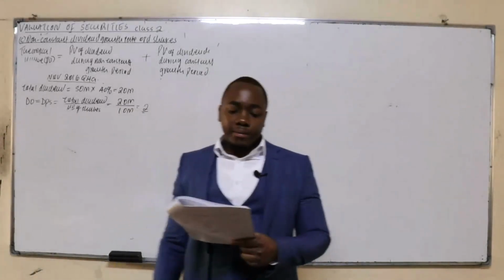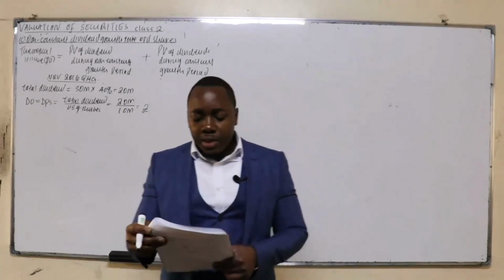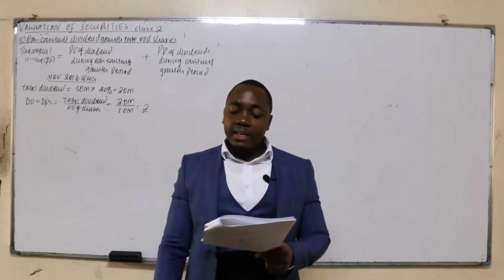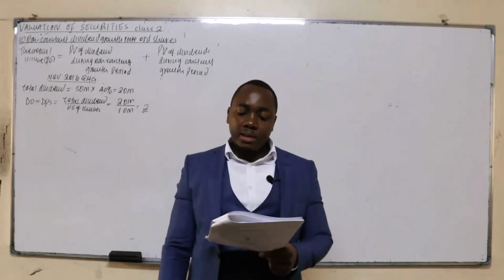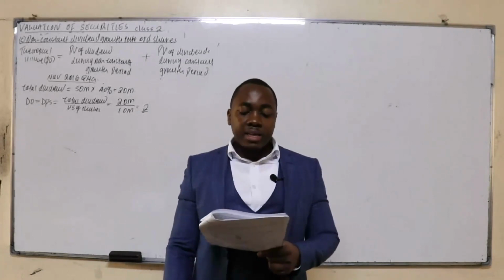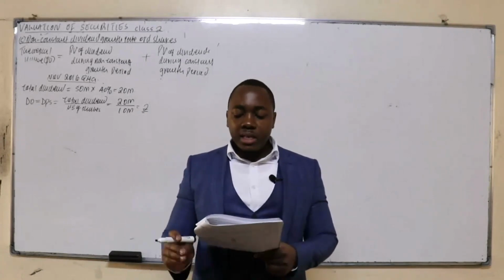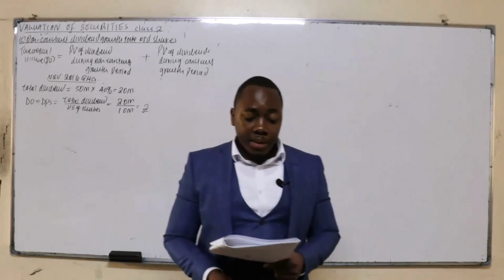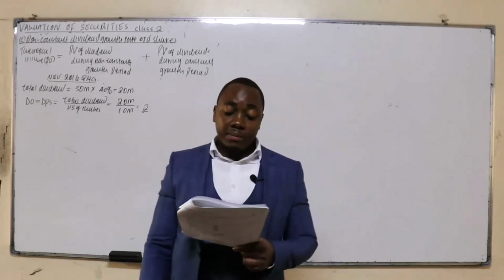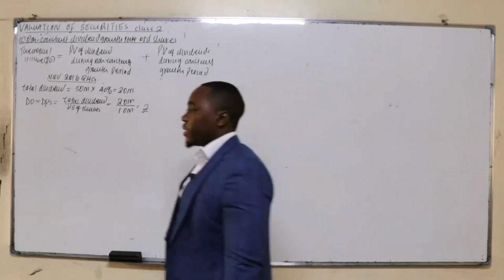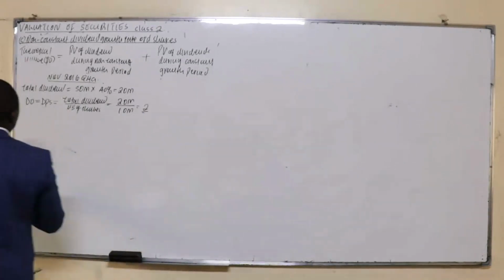Second paragraph. The company has a potential investment opportunity. If undertaken, dividends are expected to grow at the rate of 10% each year for the first 3 years, and then stabilize at 5% each year thereafter to perpetuity. The investor's minimum required rate of return is 18%. Required: the current intrinsic value of the share. So how do we get that?